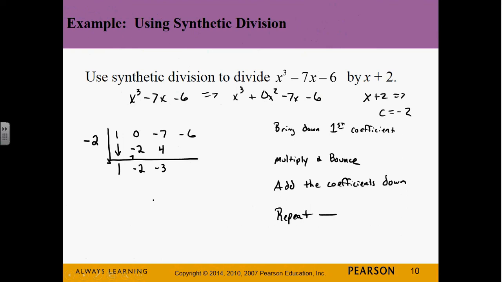Then I'm going to repeat again. I'm going to bounce and multiply and bounce. So negative 2 times negative 3 is positive 6. What's negative 6 and positive 6? 0. That means I have no remainder.